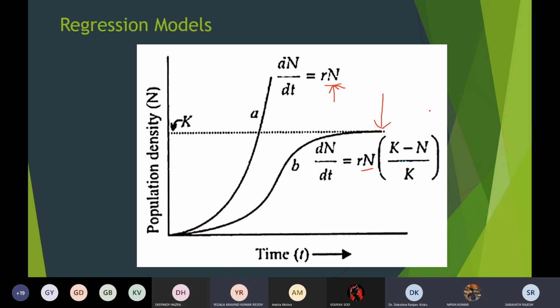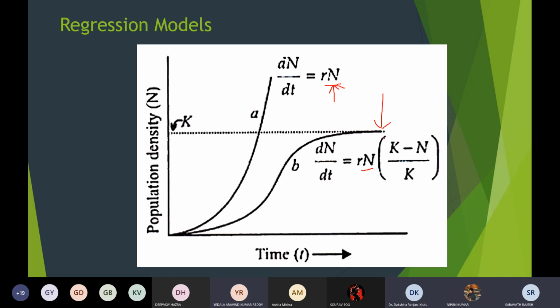K is referred to as carrying capacity. Carrying capacity means the number of species that can sustain in a particular environment. So if we consider the human species, and a particular area, how many human species can sustain over time in that environment? That means we need to consider the available resources also, the population growth figure, and the growth rate also.